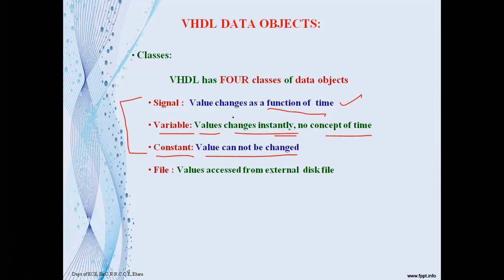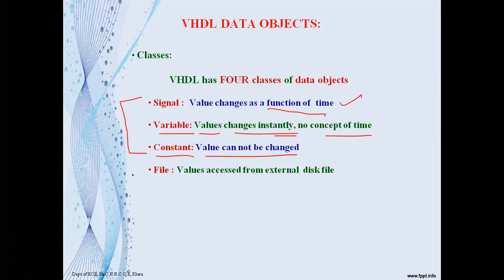So the VHDL has 4 classes of the data objects. Actually the data object has 2 things. What are the 2 things? Class and type. So now the classes are 4 classes. Okay, signal, variable, constant.